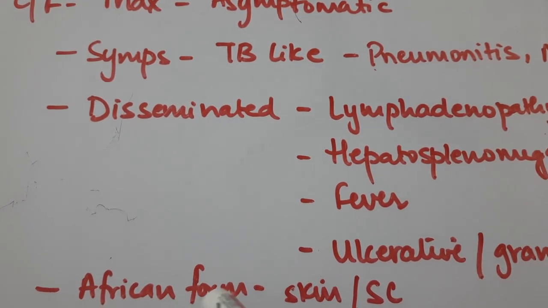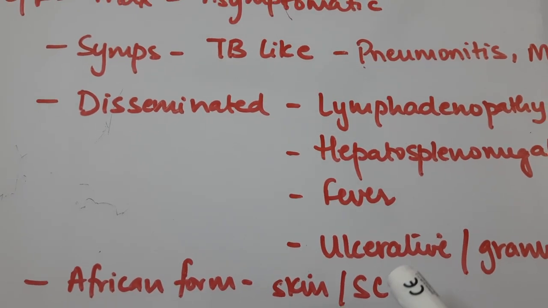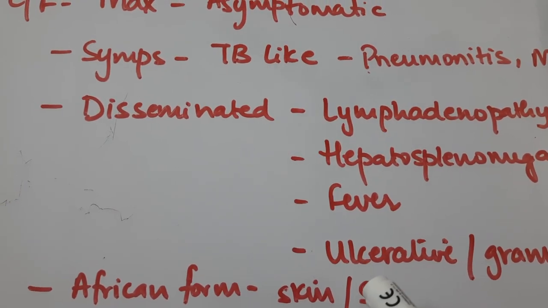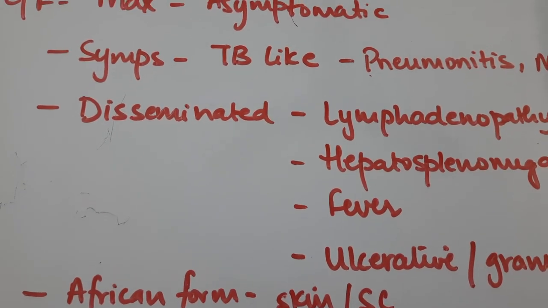In the African form, only skin or subcutaneous lesions are seen. A TB-like presentation is not seen, or lung involvement is not seen in the African form of the disease.